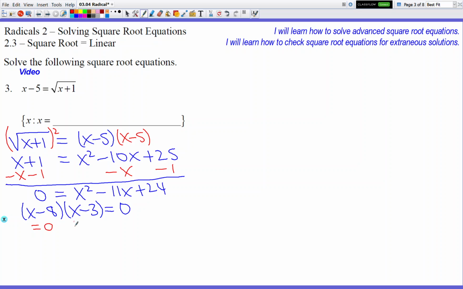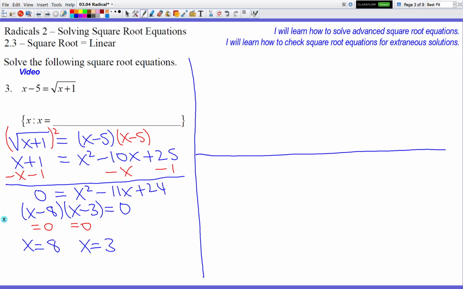Okay, so equals 0, so I can solve for x. So my first potential answer is 8. My second potential answer is 3. Okay, so let's check our answer. So x equals 8. So plug into the original problem. So 8 minus 5 equals square root of 8 plus 1. And ooh, forgot to write the question mark because we don't know if they're equal. That's what we're trying to prove.